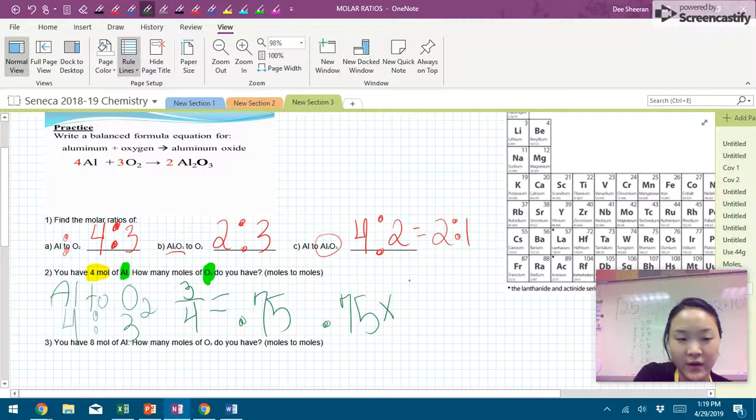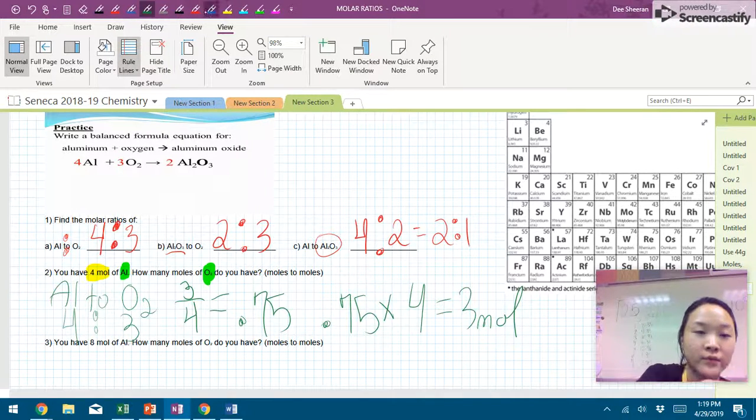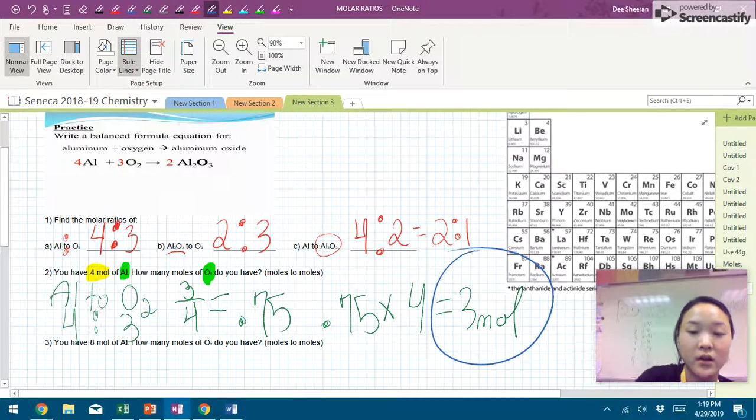So 0.75 times 4 equals, and if you type this in your calculator, you should get 3 moles as your answer. And because we are looking for moles, so it's asking for how many moles of O2 we have, we are finished. So our completed answer to this problem is 3 moles.